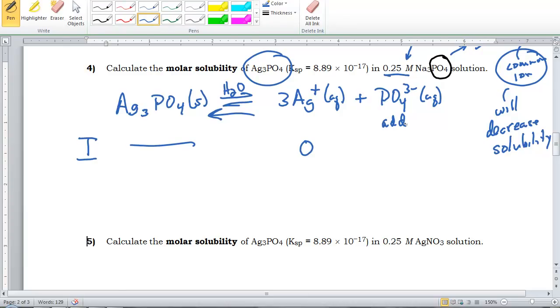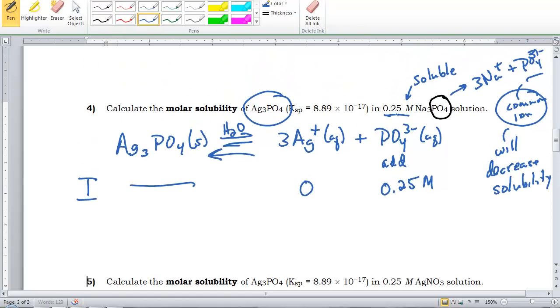Silver ion is 0 at the start. What is phosphate at the start? Yeah, phosphate is 0.25 molar. That comes from this salt. When this dissolves, it's a 1-to-1 ratio between the salt and phosphate. So if the salt solution is 0.25 molar, phosphate will be the same at 1-to-1 ratio. Okay, so that's our common ion, shifted the equilibrium back to the left. But since I have 0 for my silver, it still has to go a little bit to product.